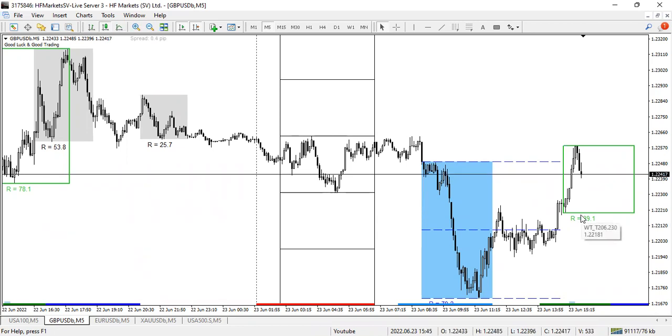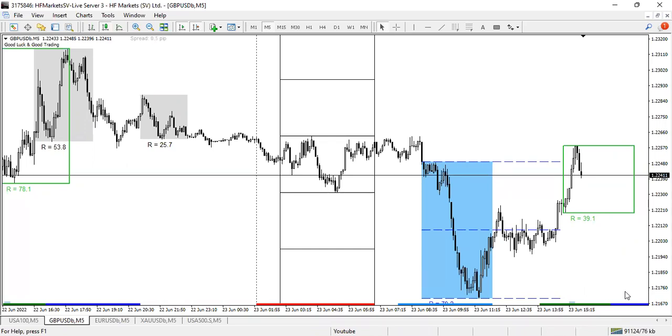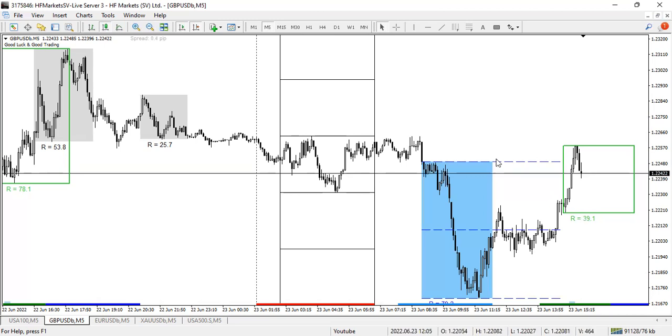What time of the day is it? It's 8:49 New York time, 7:49 my time. Nothing significant about 7:49, so I wouldn't be stalking entries here. So even though my bias is clear, time of the day does not suggest I take an entry here. So at 9, I'd like to see some wild behavior, and I'd potentially entertain a trade idea.